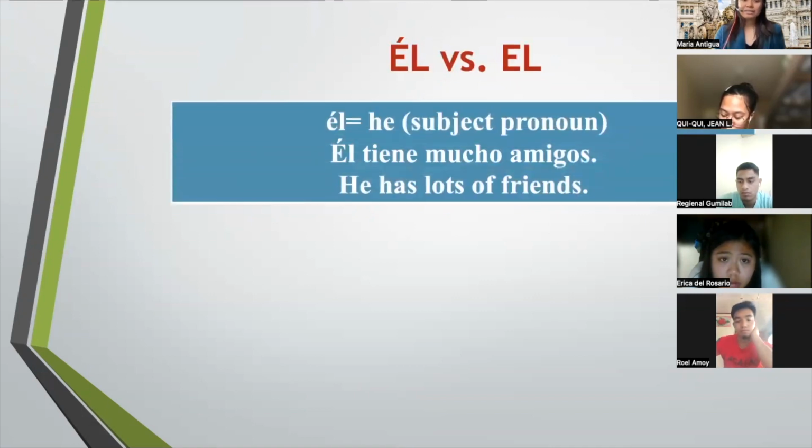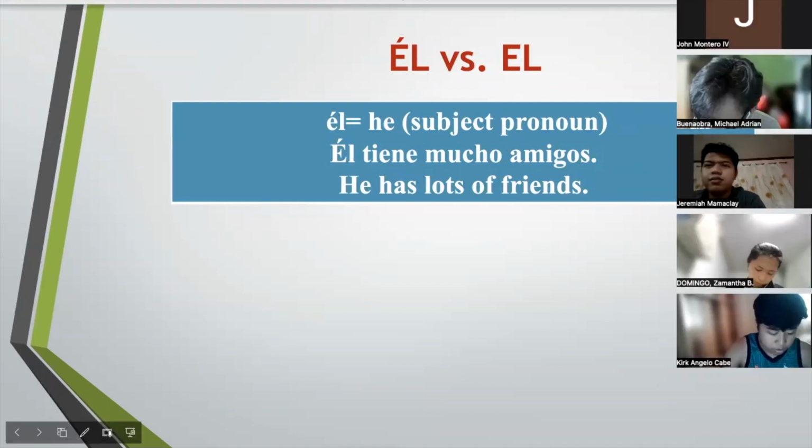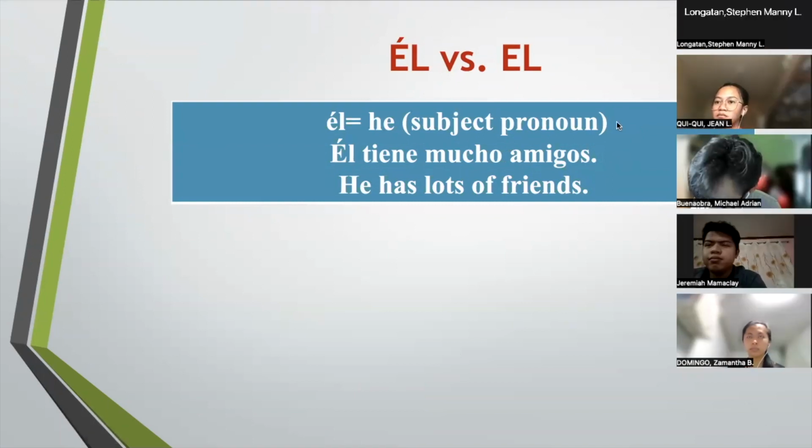We also have "el" versus "él". Él with accent means, of course, the subject pronoun, he. Example sentence, él tiene muchos amigos. Repite, por favor, él tiene muchos amigos. Okay. Él tiene, no? I think you know él already, he. Mucho is much, amigos is friends.